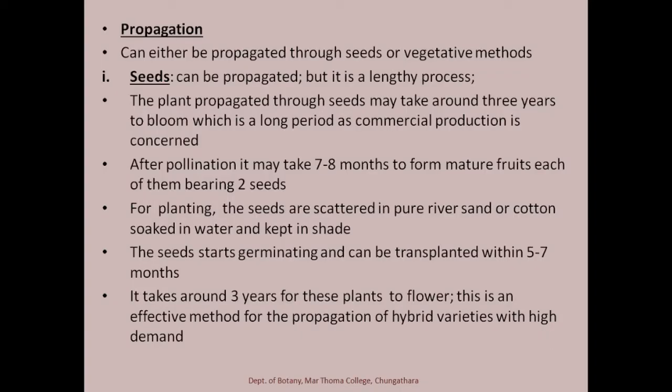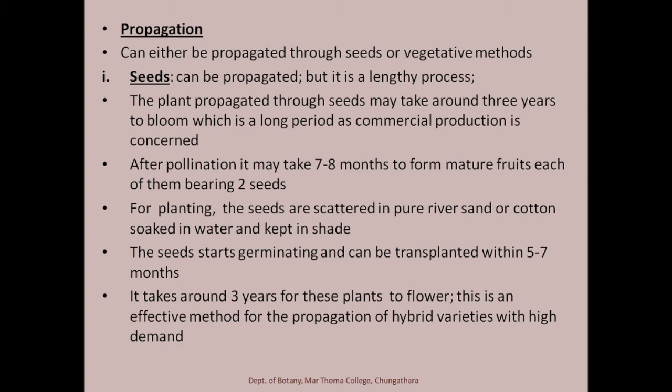Next is the propagation of Anthurium plants. It can either be propagated through seeds or vegetative methods. Seeds can be propagated easily, but it is a lengthy process, so mostly people do not go for it. But if we have to provide new hybrid varieties, we have to artificially carry out the pollination between the required varieties and bring about a hybrid seed, which can be planted to produce a specific plant which we require with a specific character.